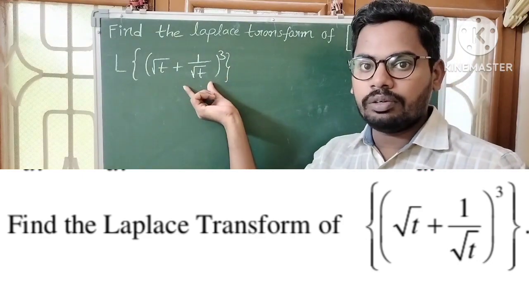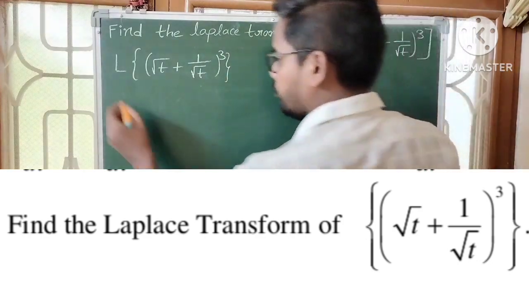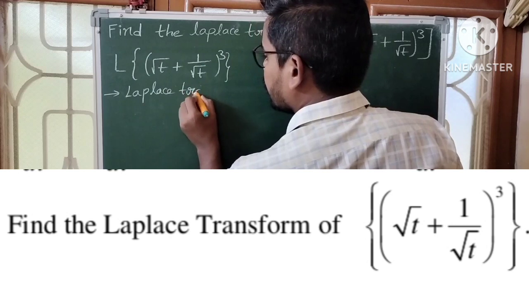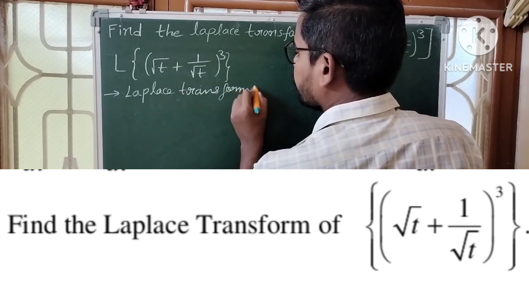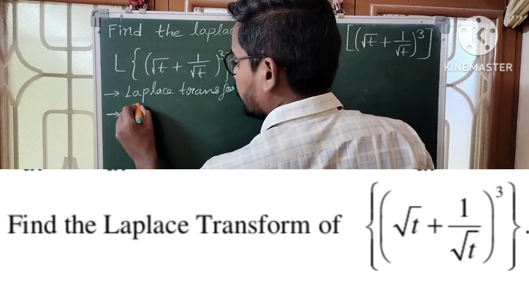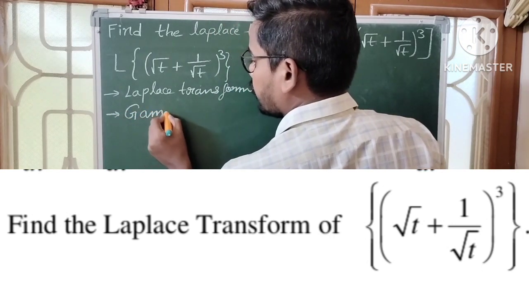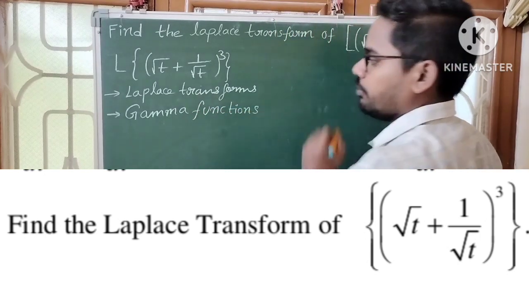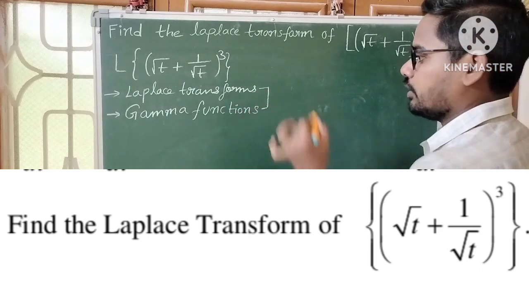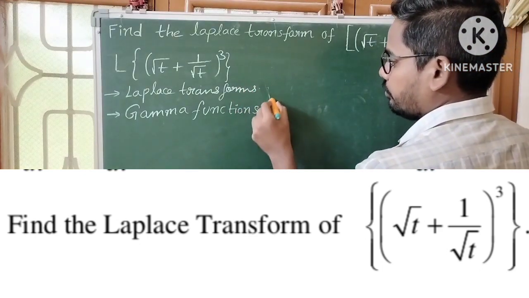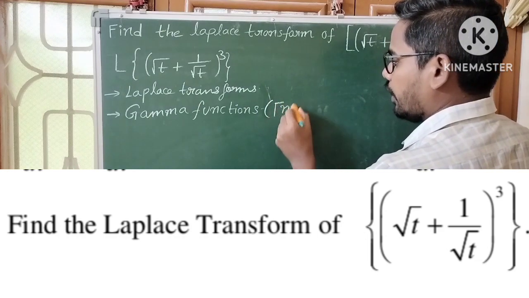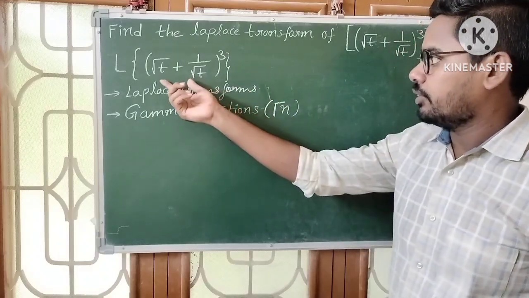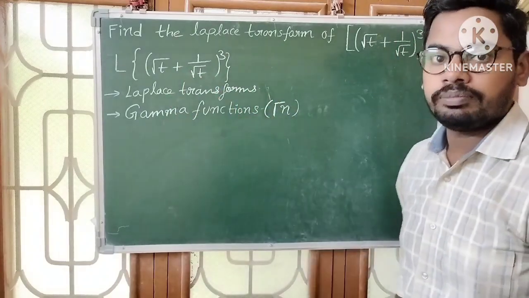To solve this problem, we have to apply two concepts. The first concept is Laplace transforms, and the second concept is the gamma function concept. So we must apply these two concepts. Generally the gamma function is denoted by the symbol gamma n. Using these two concepts, we can solve this problem.